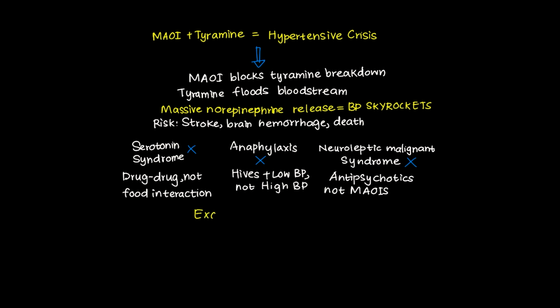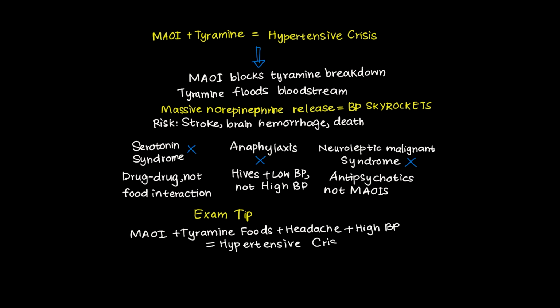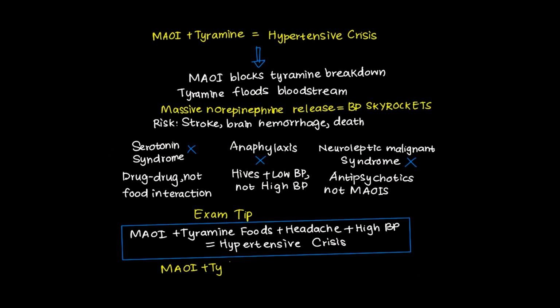Here is a D441 OA exam tip for you. MAOI plus aged cheese, wine, or cured meats plus severe headache and high BP equals hypertensive crisis from tyramine. The food list is the giveaway. Quick recall hook: MAOI plus tyramine equals BP through the roof. Cheese, wine, and meats are the triggers.